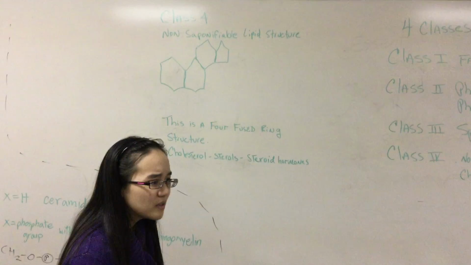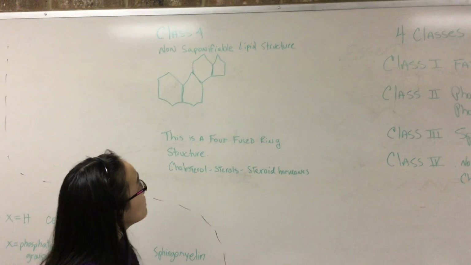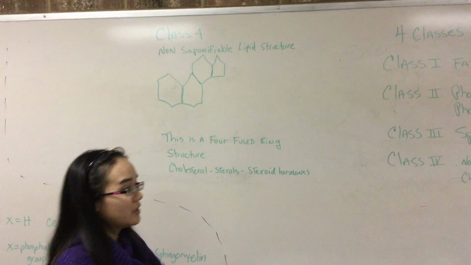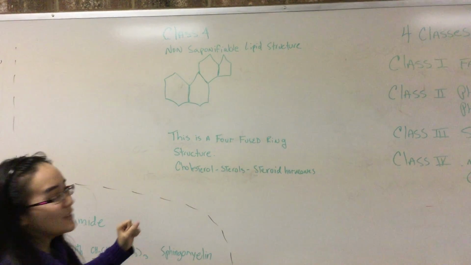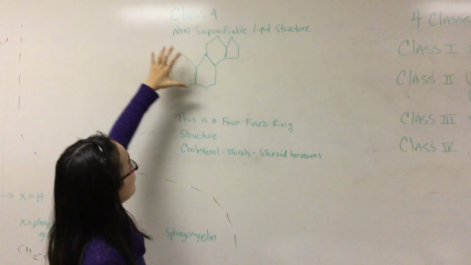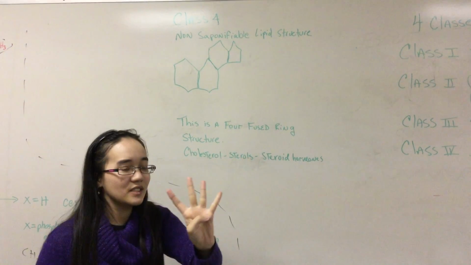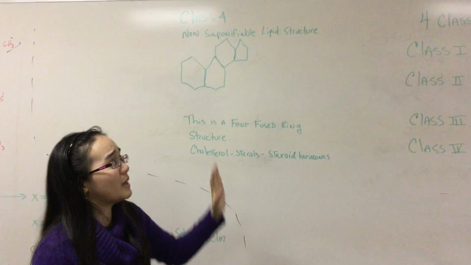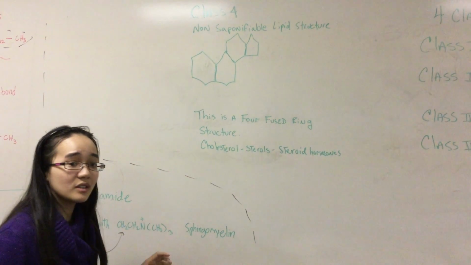So what? 3 of them are 6 rings. 1 of them is a 5-ring structure. Oh no, you don't need to know that. All right. All you guys need to know is there is 1, 2, 3, 4 rings, and they're fused together. That's all you need to know about class 4 for structure.